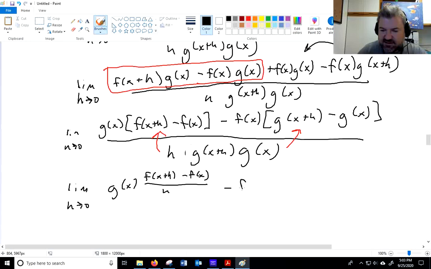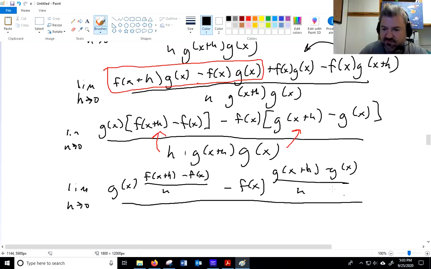And then here I got f of x, right? And then I'll divide this one by h. Got to pick one of them to divide by h. Let's do this one. Okay, and then that's all over what? Well, yes, that's right. I still have a denominator because I only divided by the h. So it's all over g of x plus h times g of x.